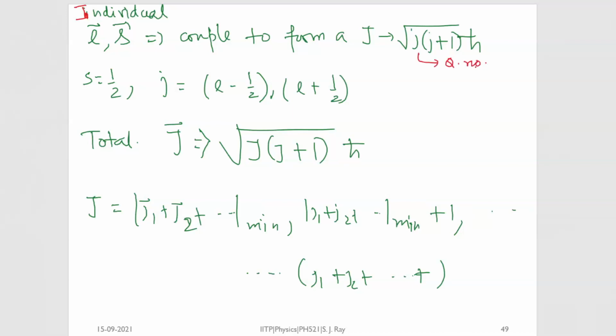If we are talking about one particular electron, then we know it will be spin half, which means s equals half, and the j values allowed in this case will be l minus half and l plus half.